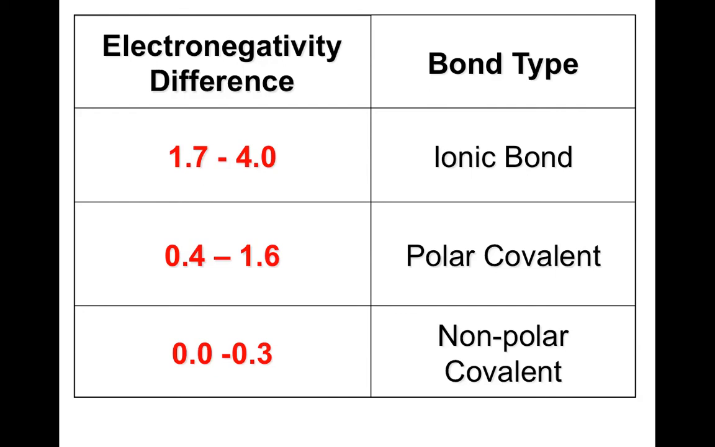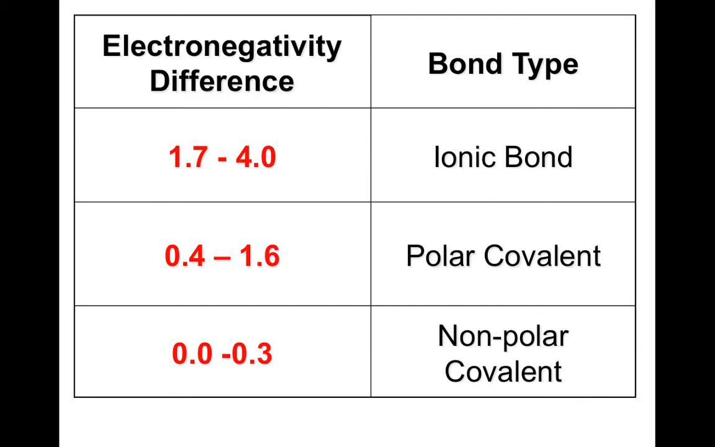So if I know the electronegativities of 2 atoms and I subtract them, I can predict what kind of bond they will make together. So here is electronegativity difference, and here's bond type. If you subtract 2 electronegativities and the difference is anywhere in the range of 1.7 to 4, it will be an ionic bond. If it's anything between 0.4 and 1.6, it's what we call polar covalent. And if it's anything from 0 to 0.3, it will be nonpolar covalent.